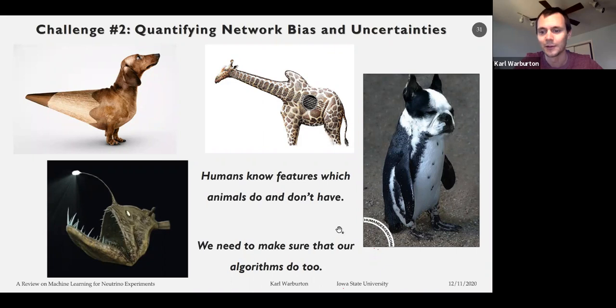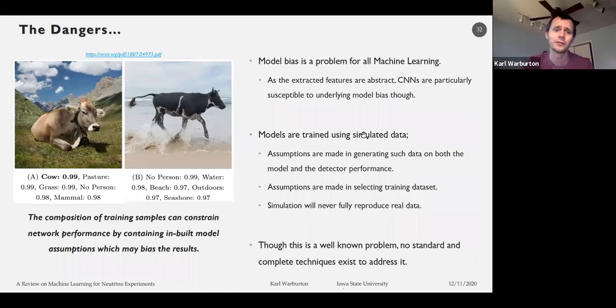We need to make sure that our algorithms know that these three are not real animals and this animal shouldn't exist. The danger of not being able to quantify this bias and uncertainties is that we could inadvertently train our networks to not understand the full context that various things can exist in.